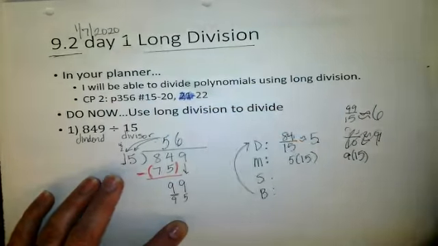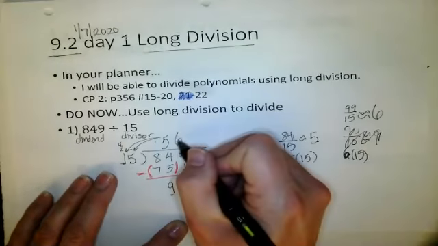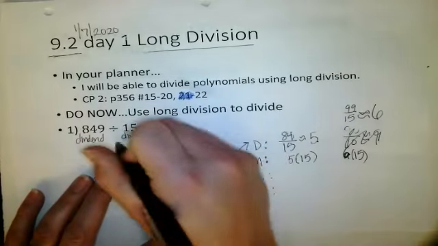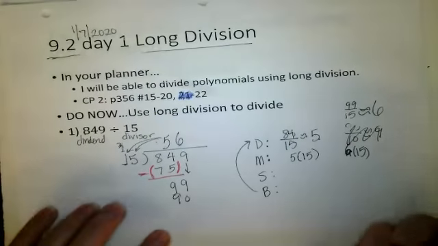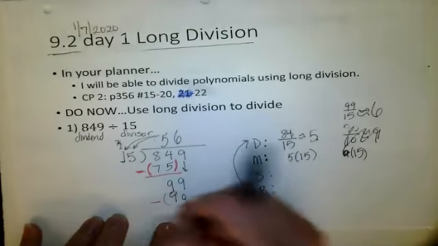So we'll try 6. Don't know what I was thinking there. That's okay. 6 times 15. Maybe that'll work better. So we do 6 times 5 is 30. 3, 6, 7, 8, 9. Okay. That's better. All right. And then what do we do? Subtract again. Okay, very good.